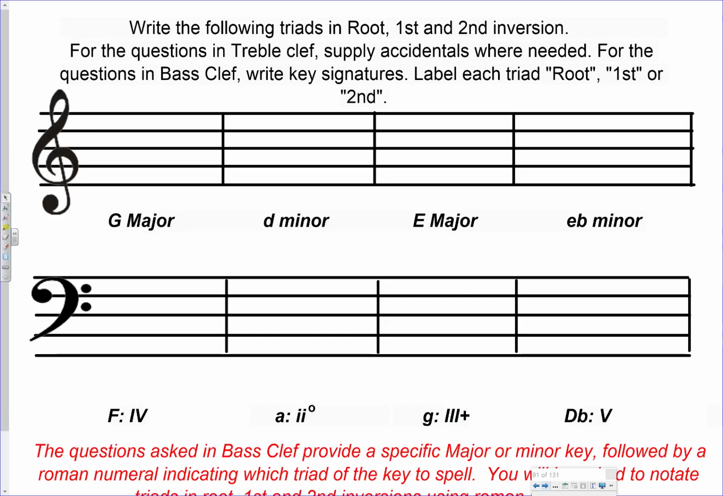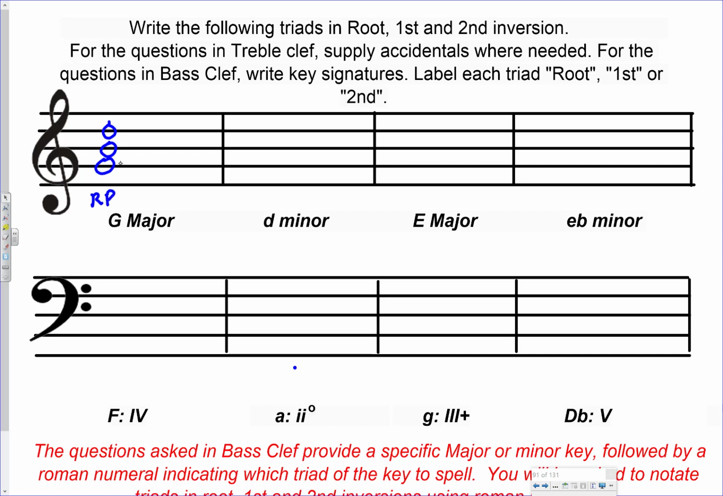Now we're going to write the following triads in root position, first inversion, and second inversion. For the questions in treble clef, supply accidentals where needed. For the questions in bass clef, we need to write key signatures. We should also label each triad we notate as root, first, or second inversion. So let's build the G major triad together. First comes root position. G is the root, B is the third, D is the fifth. Let's label that as RP.